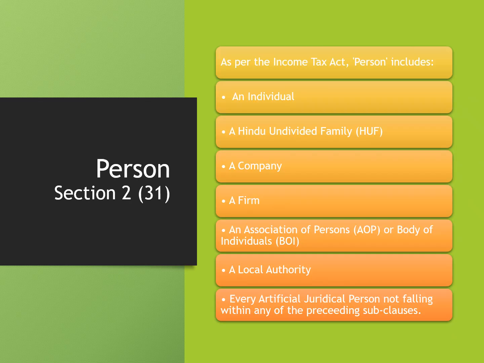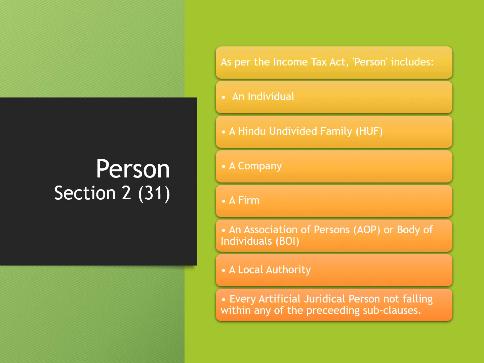So now, what is the meaning of a person under the Income Tax Act? In section 2(31), the meaning of person is given under the Income Tax Act 1961. Under this act, person includes an individual. An individual refers to a natural human being, whether male or female, minor or major. Second one is a Hindu undivided family. Hindu undivided family is a relationship created due to operation of Hindu law. The manager of HUF is known as Karta and other members of the family are known as coparceners.